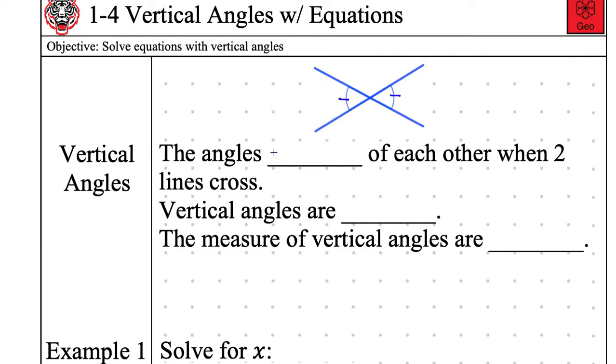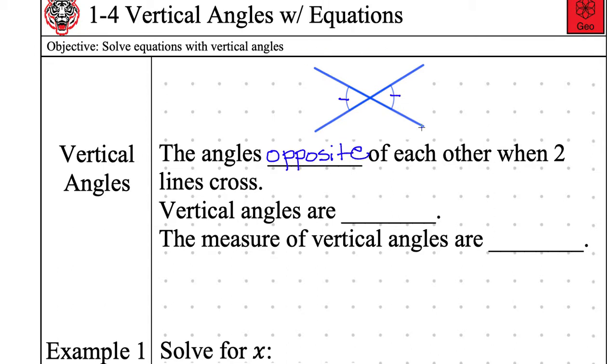So let's fill in the blanks here. These angles here, what's the word that says that they're on the other side of each other? It starts with an O. Quiet raised hand if you remember it. Josie. It is indeed opposite. 50 XP to Josie. Thank you, Fernando. So those two angles are opposite of each other.